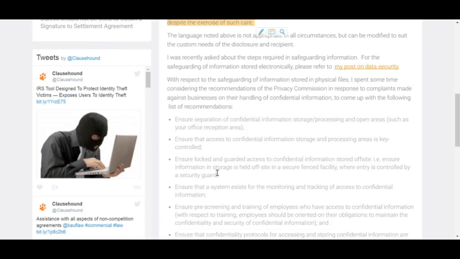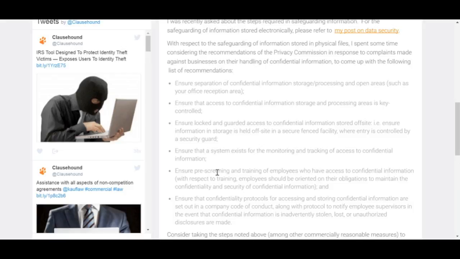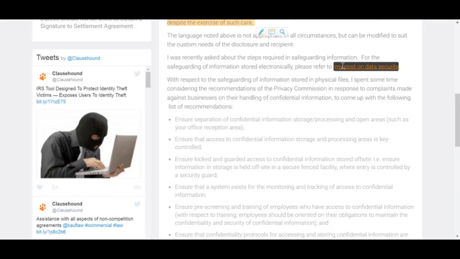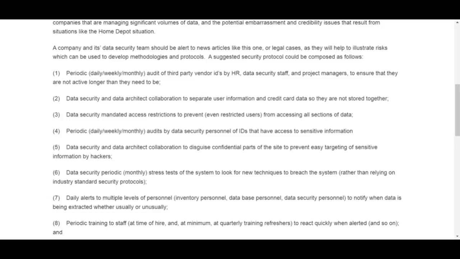The recommendations I've come up with, and I've done this in a couple of different posts, include separating confidential information from the open areas within the office, ensuring that confidential information is key controlled, locked and guarded access, including a system for the monitoring and tracking of access to confidential information, ensuring pre-screening and training of employees, and ensuring that confidentiality protocols are set in the company code of conduct. And I've further considered this in a post on data security, which I'll bring you to as well.